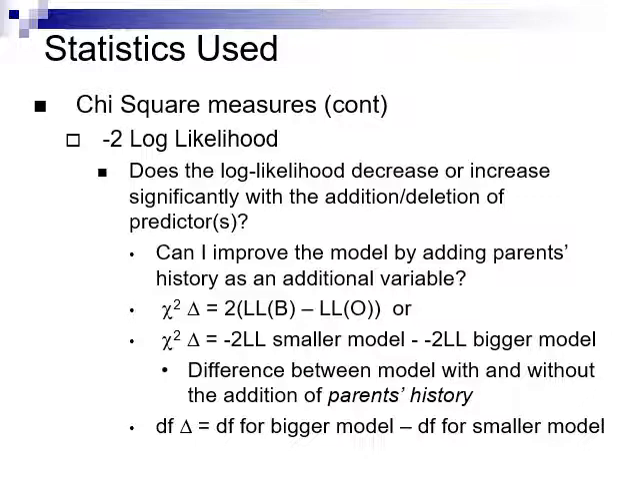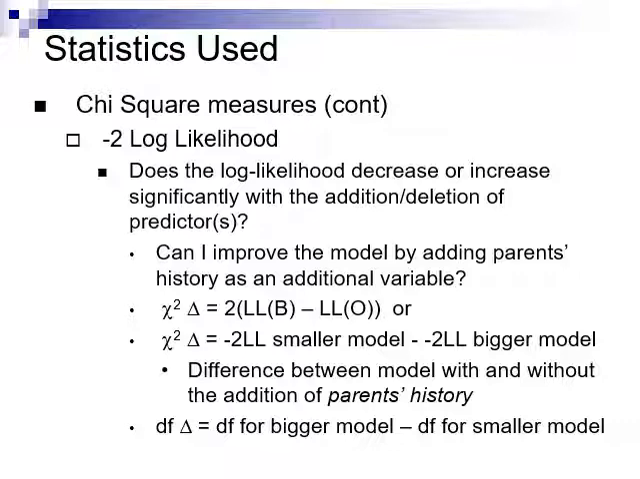So, with -2 log likelihood, does the log likelihood decrease or increase significantly with the addition or deletion of predictors? So again, much like with multiple regression, as we look at multiple models, as we add additional predictors, we want to ask, does each additional predictor add to our accuracy? So can I improve the model by adding parents' history as an additional variable? And the way that we would look at this is we would run a chi-square comparing the -2 log likelihood of the smaller model subtracted from the -2 log likelihood of the larger model, the difference between the model with and without the addition of that new variable.